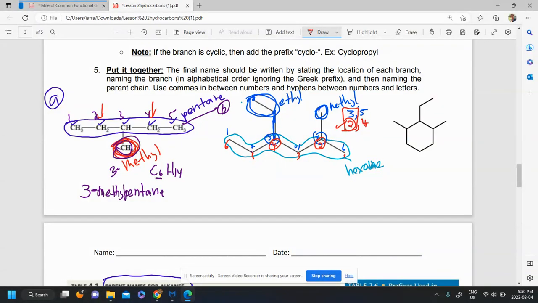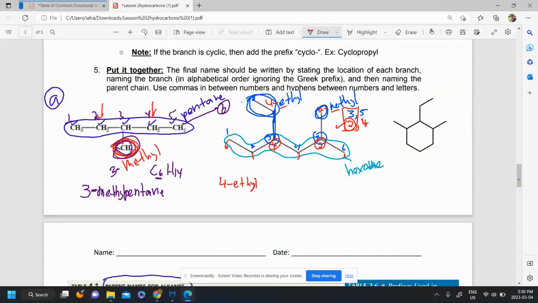Now, so that makes it a 4-ethyl and a 2-methyl. Now, what order do you list these in? Well, when you list substituents, you have to list them in alphabetical order. So ethyl comes before methyl in the alphabet, E before M. So we're going to write 4-ethyl.